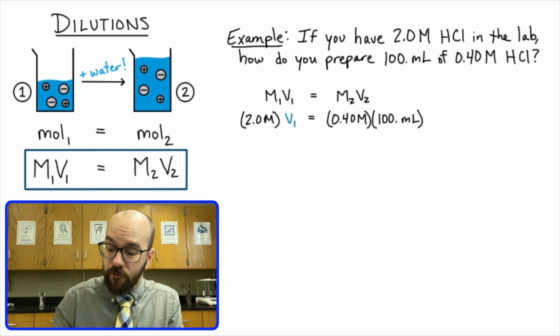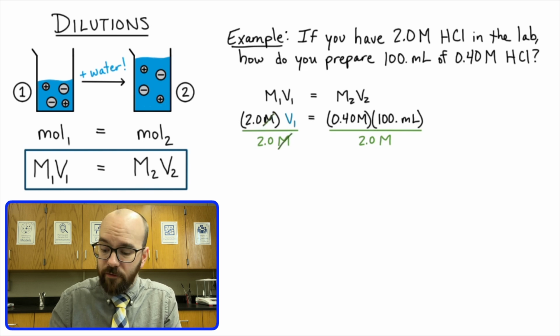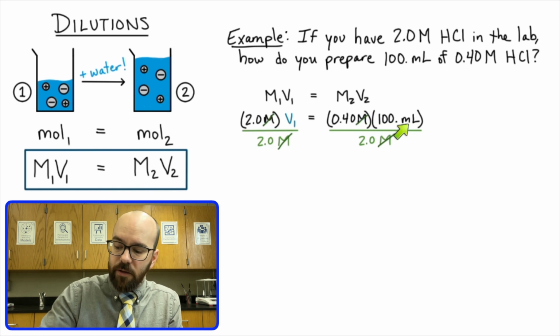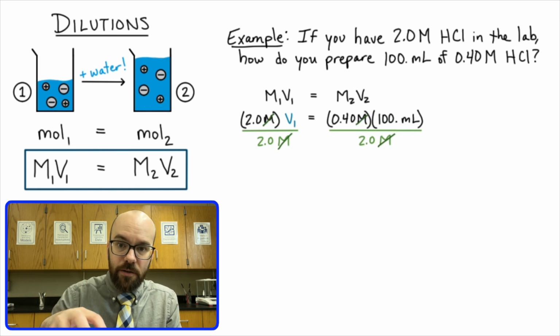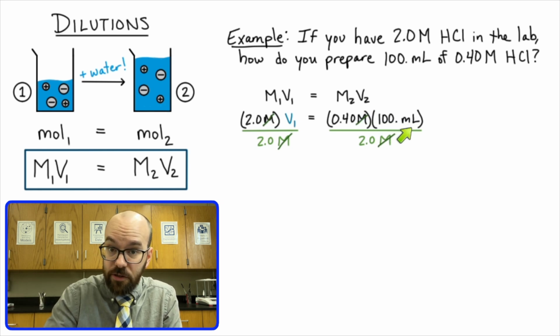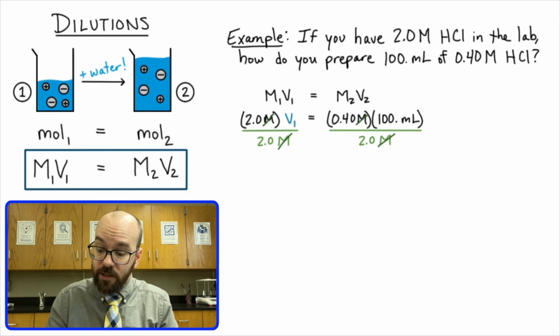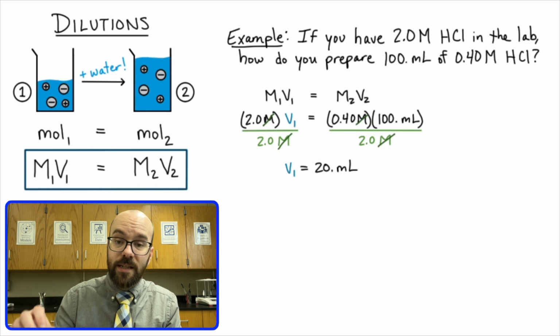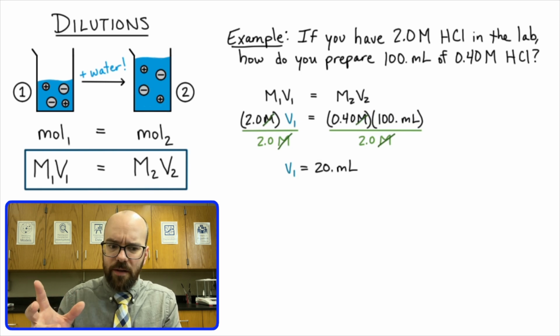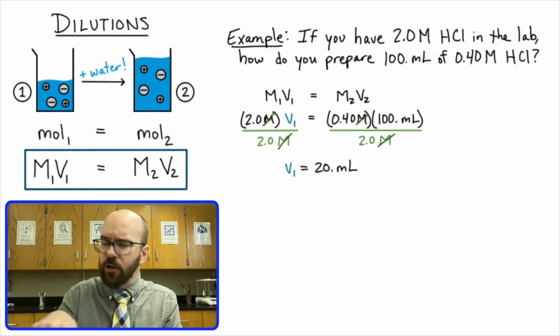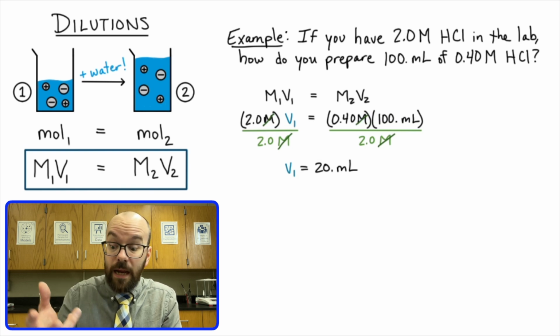From there, I'm just going to solve for V1. So I'm going to divide by 2 molar on both sides. Those molarities are going to divide out on the left, and they're going to divide out on the right. I can leave it in milliliters here. A lot of times we have to convert milliliters to liters in some equations that we use. But in this case, milliliters did not have to divide out with liters anywhere else. So we can just leave it in milliliters. That's totally fine. So 0.4 times 100 divided by 2 is going to give us 20 milliliters. Okay, but what does that mean exactly? How do I go from this calculation that I did to preparing a 0.4 molar solution of hydrochloric acid?